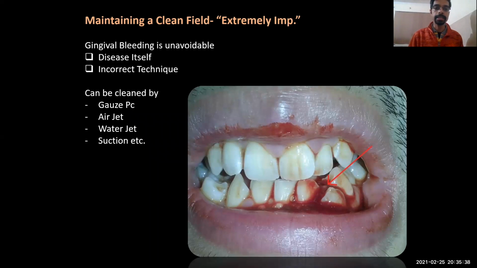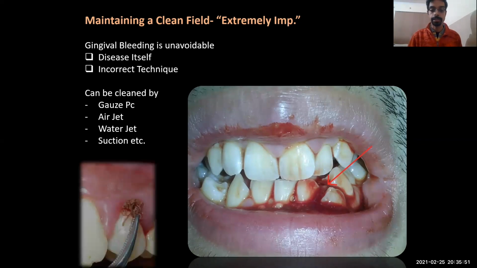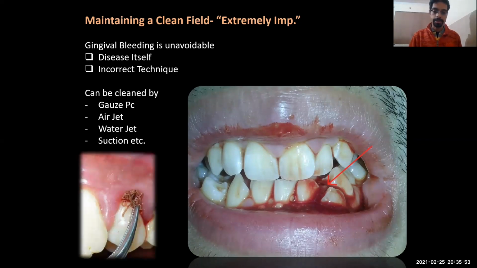Now, coming on to maintaining a clean field, which is very important. Now, see the picture. You can do a scaling or anything in this area. So you have to maintain a very clean working field so that you can do something. It can be done by using a gauze piece.